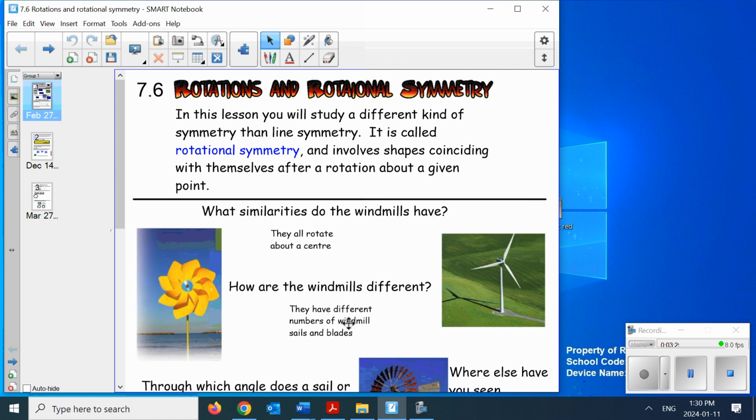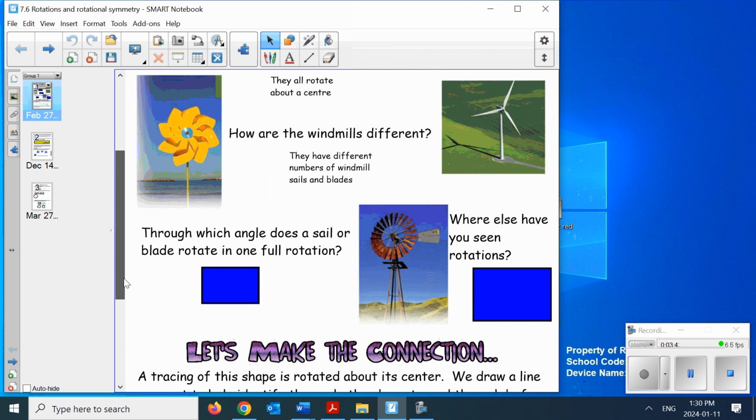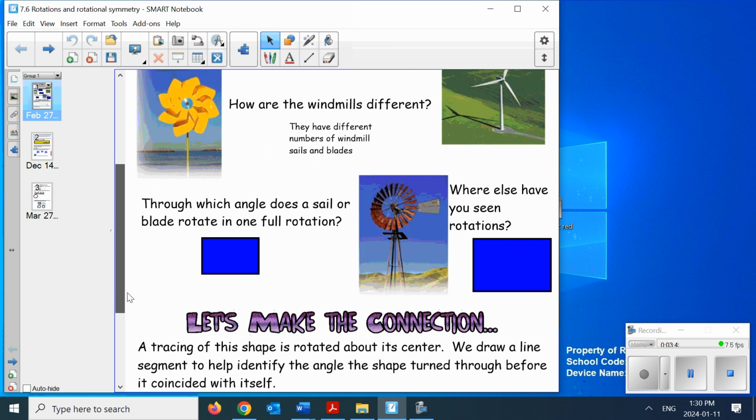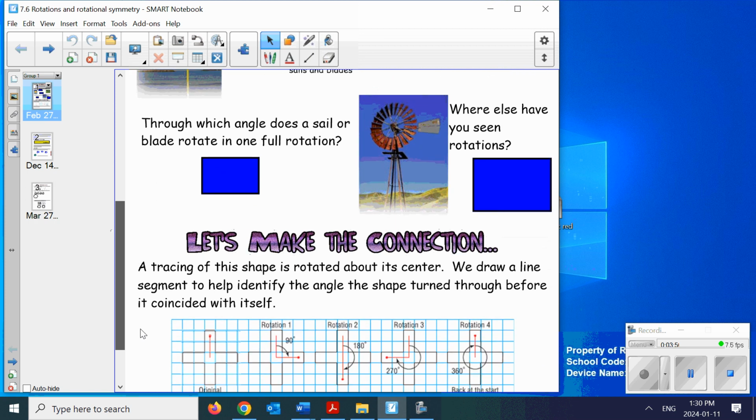Okay. What are we thinking? Got it? Not quite. Sorry. How are they different? Okay. I'm moving now. To which angle does a sail or blade rotate in one full rotation? How much? 360 degrees. That's a full circle. So jot that down. You need to know that a full circle is 360 degrees.